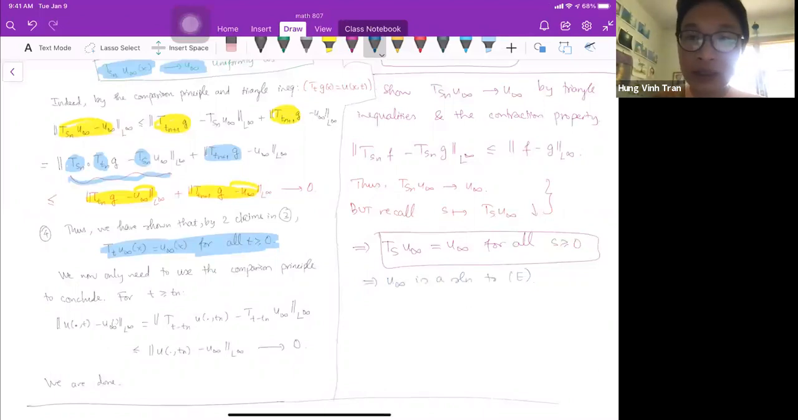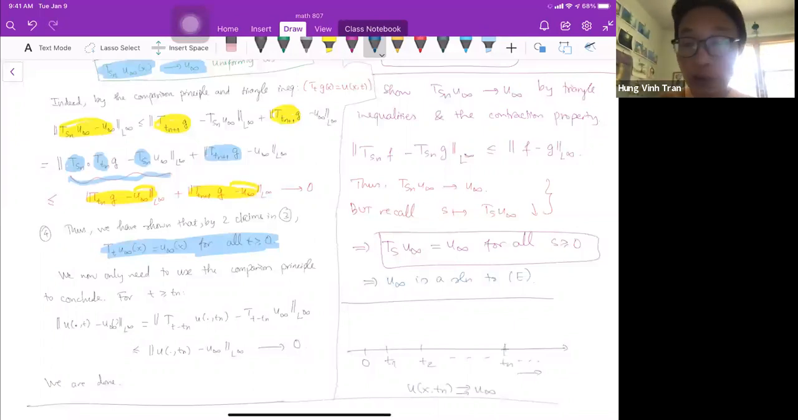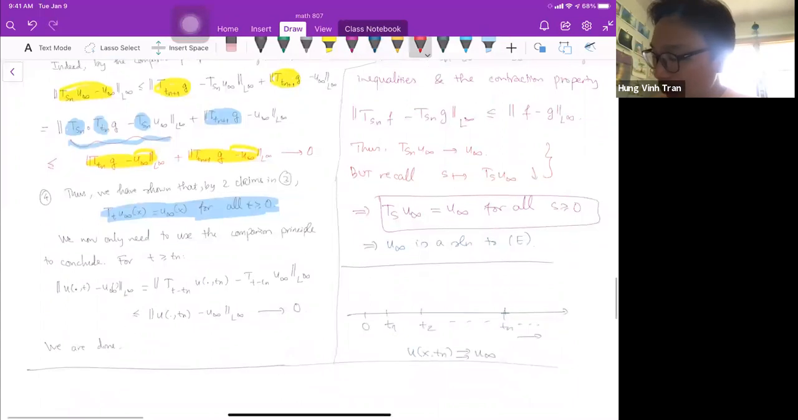So at the end of the day, now I'm ready to get the final claim about the convergence of the whole sequence. The idea is this. You already have a sequence 0, t_1, t_2, t_n, and so on going to infinity, such that u(x, t_n) converges to U infinity. Then to prove it for the whole sequence, you just need to see that for any time t here, t is going to be squeezed between some t_n and t_{n+1}. Maybe including this, doesn't matter.